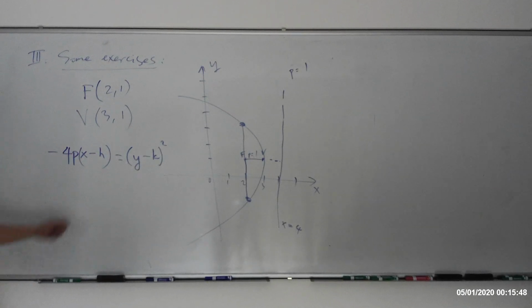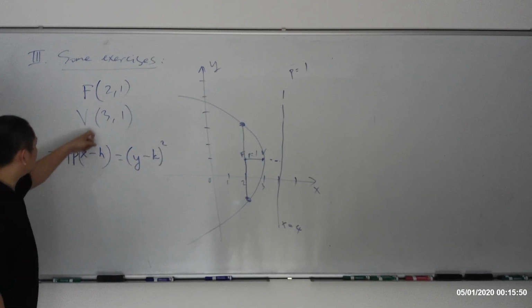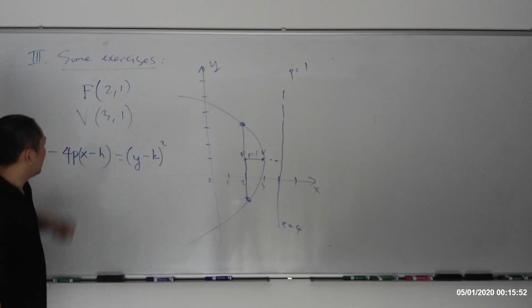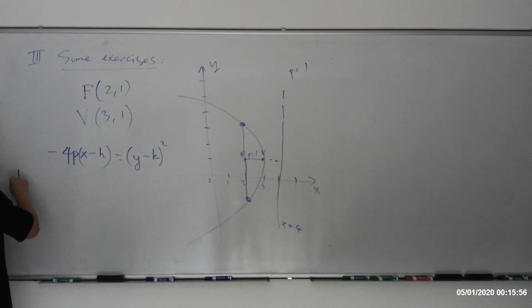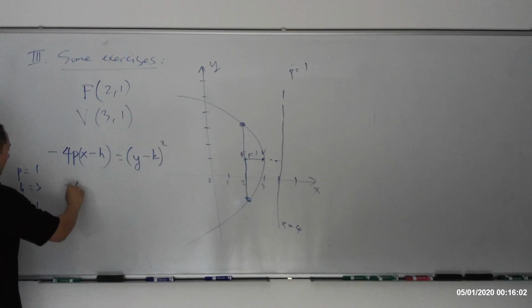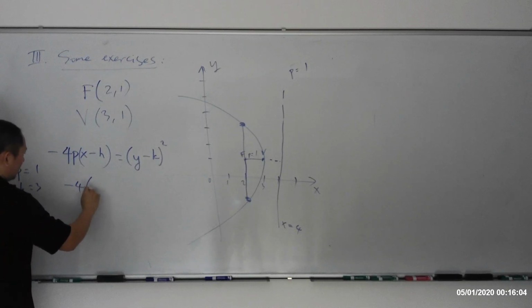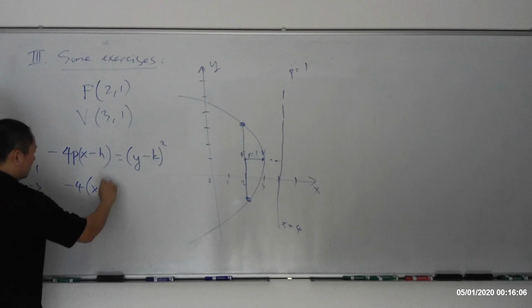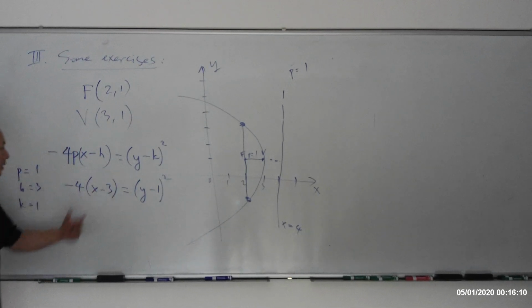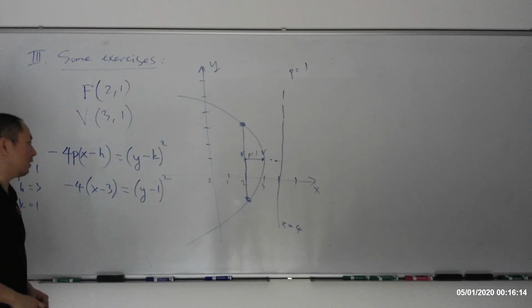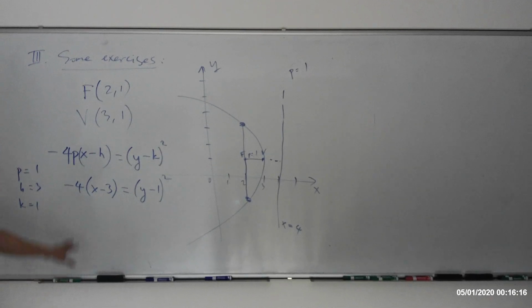Alright, now you got to figure out h and k. You know the vertex is right here, h is 3, k is 1, and p is equal to 1. So this formula will be negative 4 times 1, which is just 4, and then (x minus 3) equal to (y minus 1) squared. And this will be your equation of the parabola. And if you want to factor out and simplify, go ahead and do it, but I'd rather not necessarily. This is good enough.